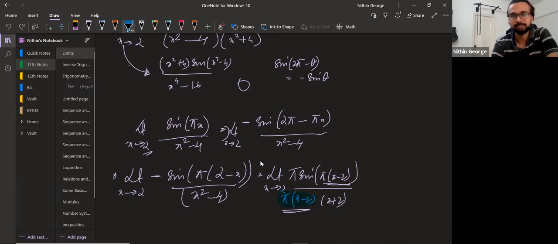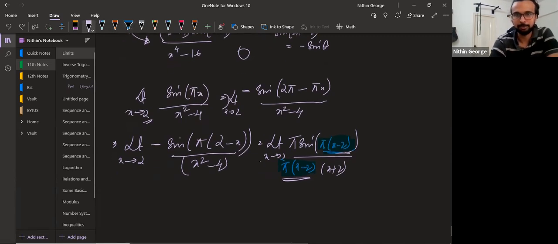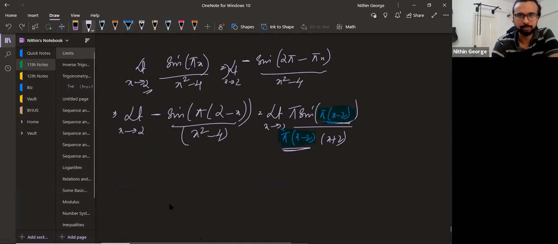So this is what I try to do. You can see this blue part divided by blue part becomes nothing but 1 when I put limit x tends to 2. What about the remaining part? The remaining is pi by x plus 2, which becomes pi by 4.